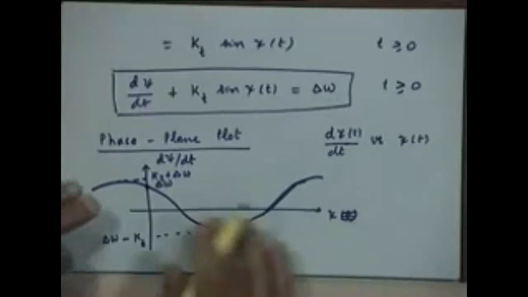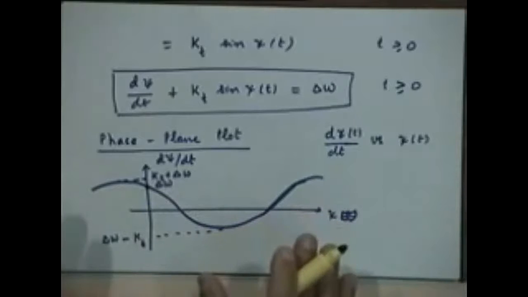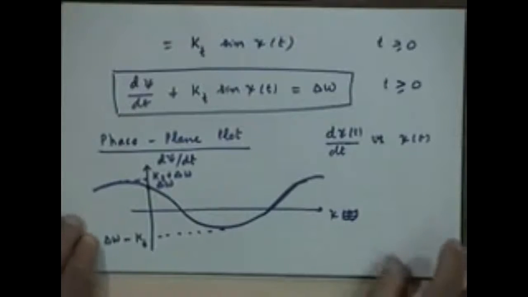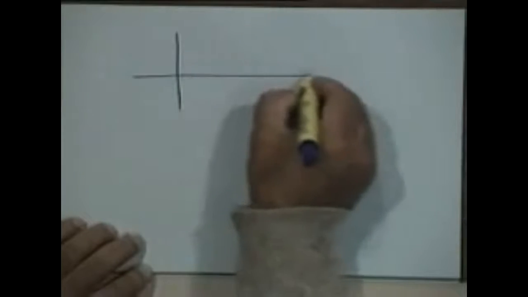A study of this phase plane plot is very interesting and gives us all the insight that we need to understand how a phase lock loop locks itself. But before we do that, is this plot all right? All of you understand this? Okay. Let me redo the plot so that we can have a better discussion. I hope this one will turn out to be better.